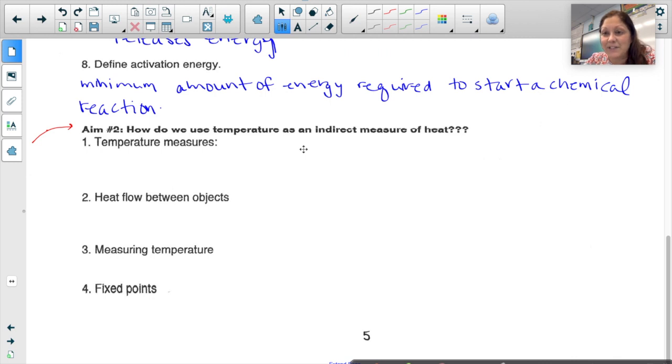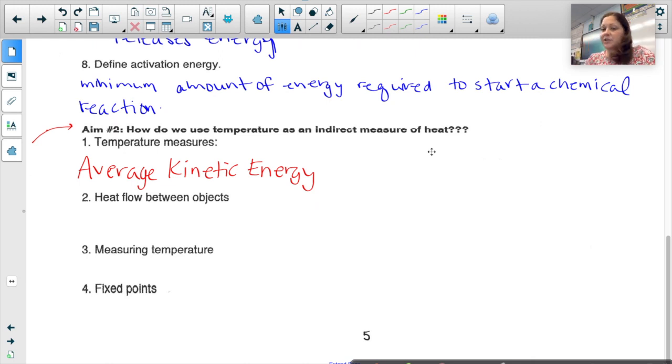The aim of today's lesson is talking about how we use temperature as an indirect measure of heat. So temperature measures the average kinetic energy. You need to marry those two terms together, temperature and average kinetic energy, and that will help you as you go along. Now, heat will always flow between objects.